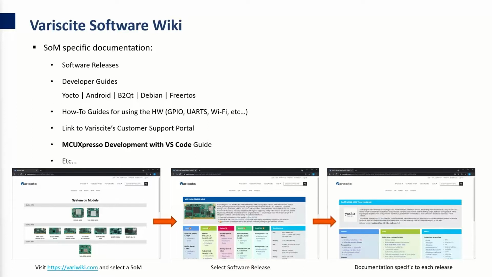So you can visit Variscite's wiki at variwiki.com. You can select your SOM and then select your software release, and then you can see all the guides that are specific to that SOM and software release.